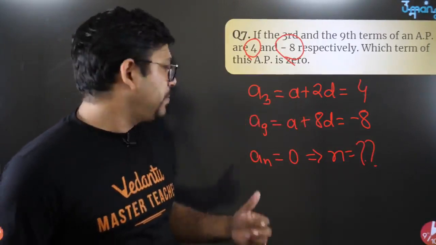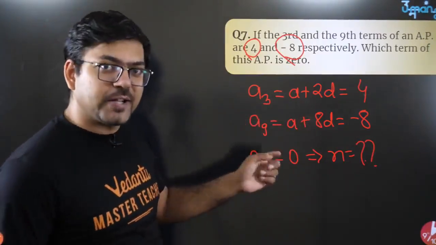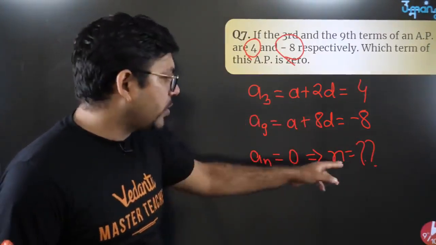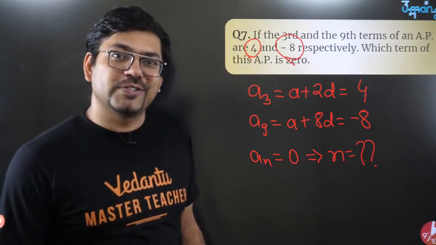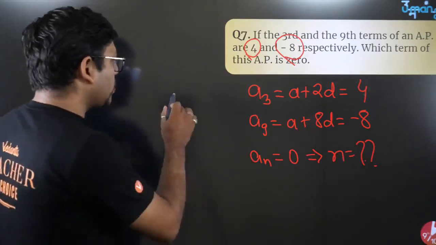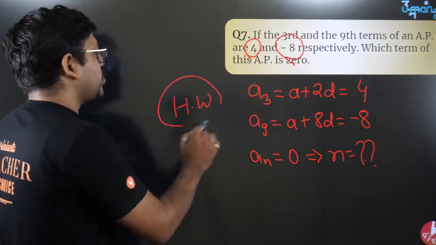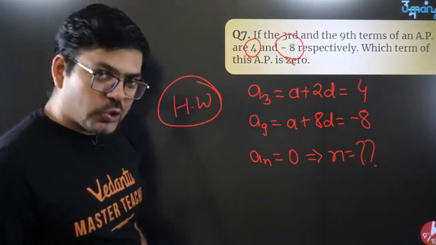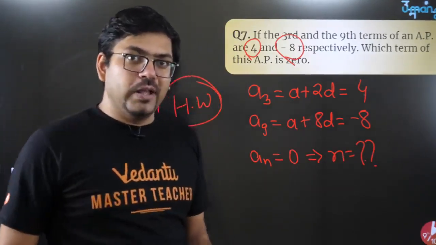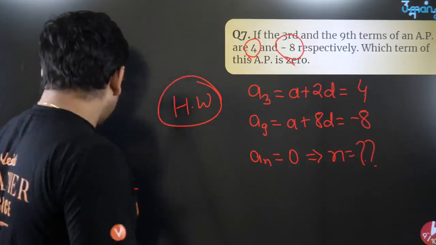Once you find A and D, put the values in the formula, A plus N minus 1 into D, and then you can find the value of N. I'm giving this as homework to all of you. Please take a snapshot or a screenshot and solve it at home. Once you solve it, I'll show you the solution as well.